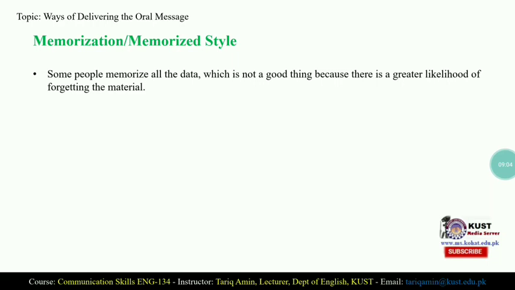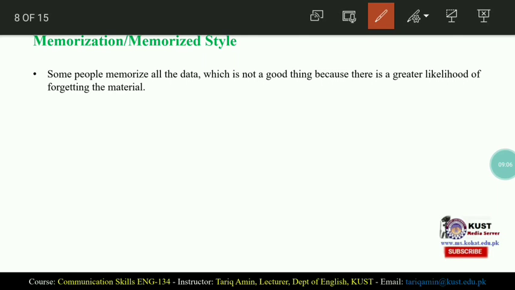In addition, some people memorize all the data, which is not a good thing because there is a greater likelihood of forgetting the material. There is one risk in this style. If you memorize all of your presentation, you might forget some of the main points. If you forget even one point, you might not be able to present in a smooth way. That is why it is not a good idea to memorize the whole presentation.